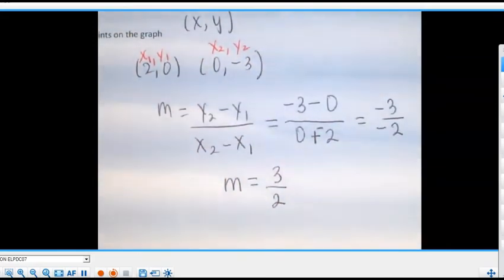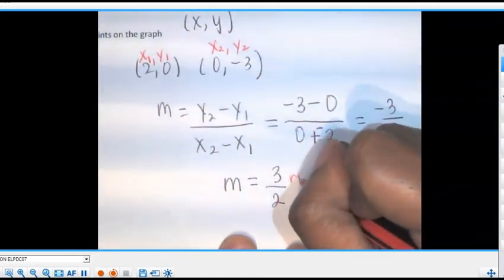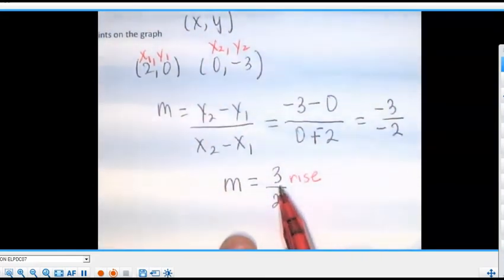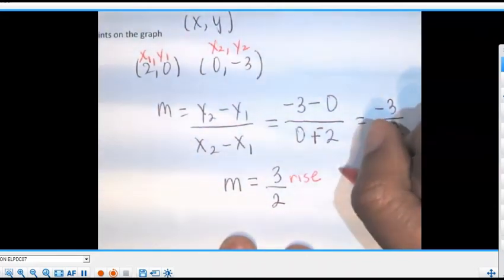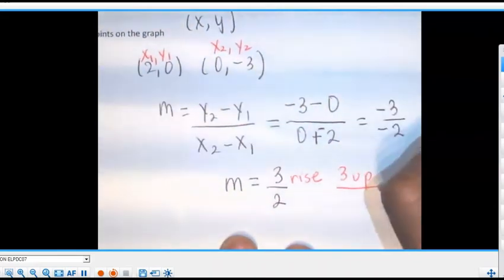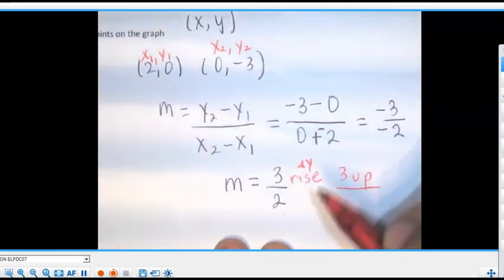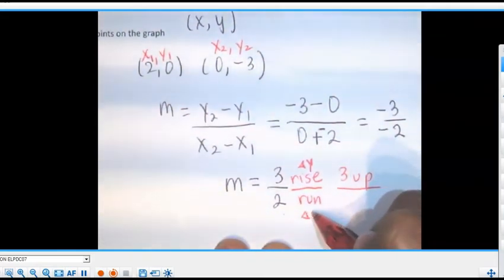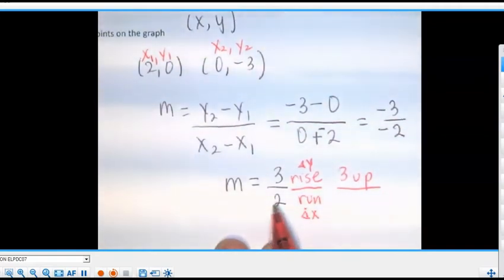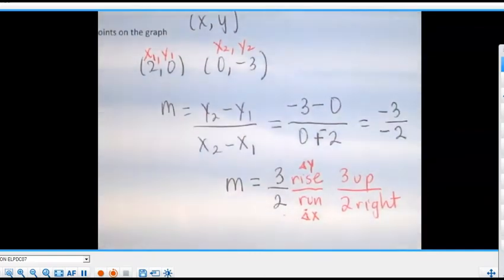So now let's talk about that address, okay? So this up here is my rise, which means I need to go what? This is a positive 3, so we're going to go up 3. So I'm going to tell myself 3 up over. The bottom number is the run, which is the change in the x, because when we run, we go left or right. Because it's positive, we're going to go 2 to the right. And there's the address, okay?